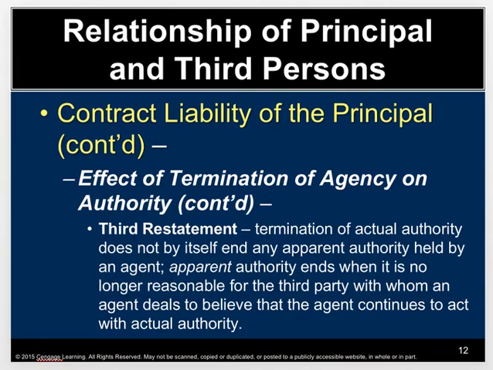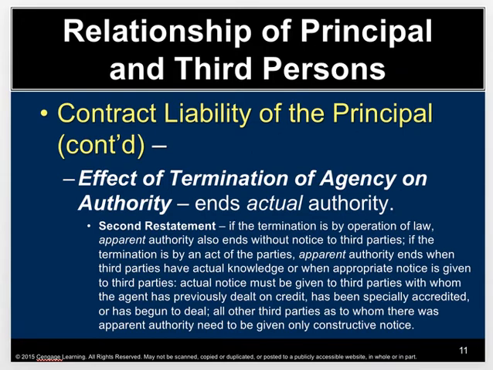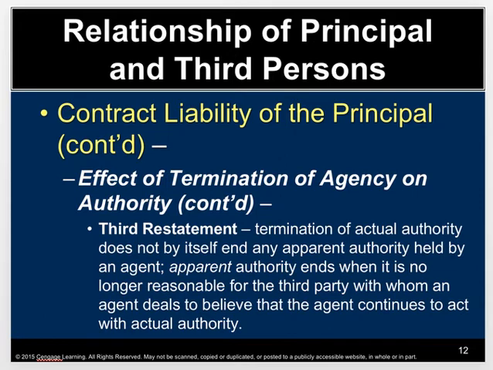There's something called, in the slide before, we talked about the second restatement of agency, and there's another one which basically says the same thing that I just mentioned. But there's also something called the third restatement, which basically says that the termination of actual authority does not by itself end any apparent authority held by an agent. Apparent authority ends when it is no longer reasonable for the third party with whom an agent deals to believe that the agent continues to act with actual authority. So again, what's reasonable, that could be a problem.